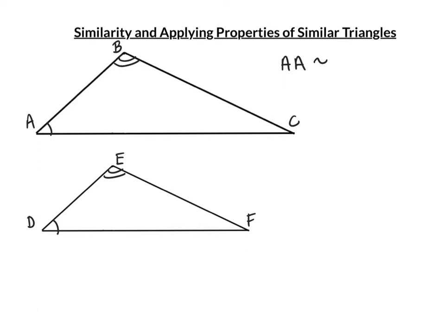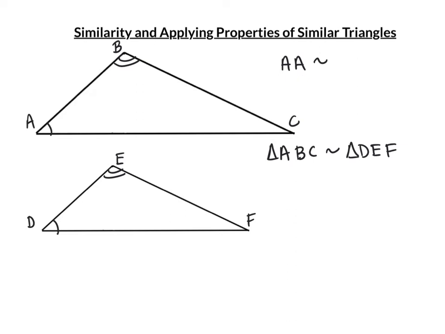Remember, when you write a similarity statement, the order you write it in matters. You must line up the congruent angles. Triangle ABC is similar, and A is congruent to D, so they both go in the first spot. B is congruent to E, so E is second, and C is congruent to F.